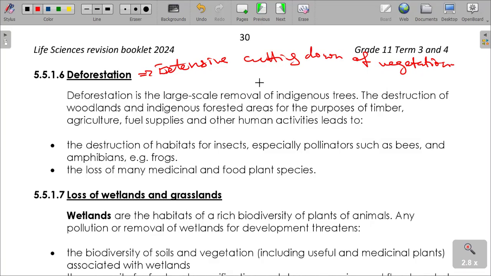Of course, we should talk about this vegetation, indigenous vegetation that we are talking about. The indigenous vegetation is cut off, the destruction of woodlands and indigenous forest areas for purposes of timber, agriculture, fuel supplies, and other human activities. They lead to what? Destruction of habitats, for insects are no longer there. We have got our pollinators such as the bees and the amphibians, e.g. frogs also, they cannot stay in bare places or in areas where vegetation is extremely destroyed.